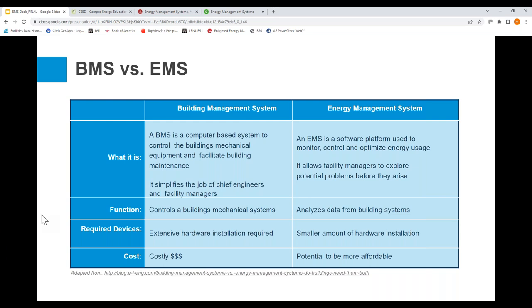But it's really easy to see how these two things can be confused, and like I said, the muddy water. The reason I think it's very important to understand the difference is that so many building engineers, owners, even architects and engineers, think they have an EMS when they only have a BMS, and they don't actually have those capabilities.